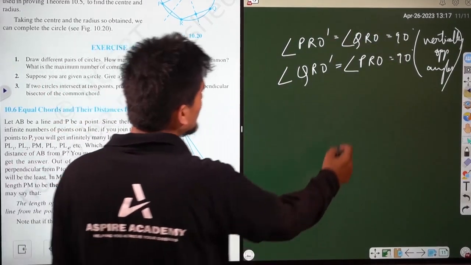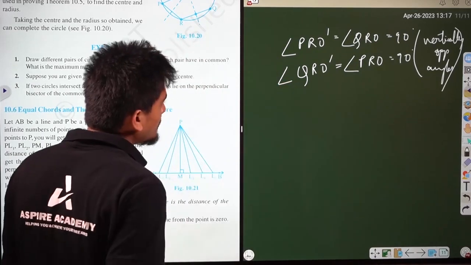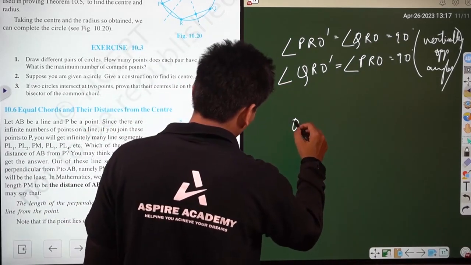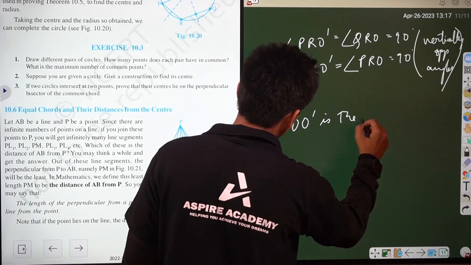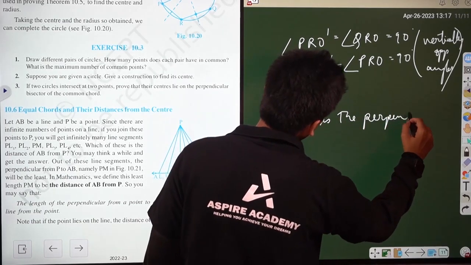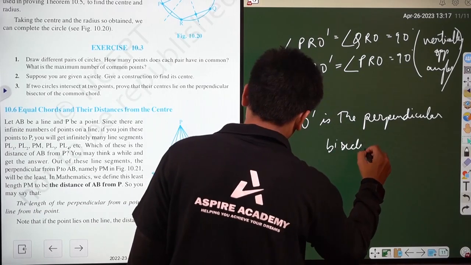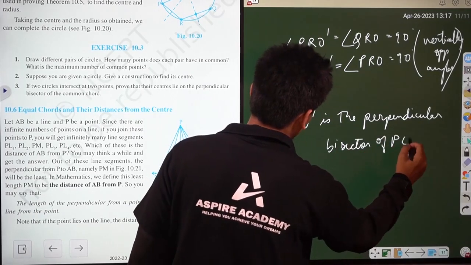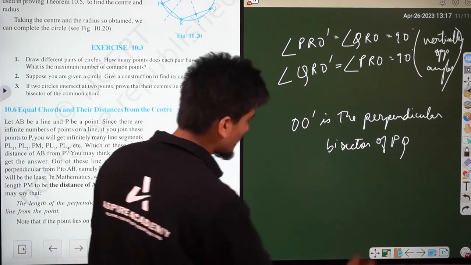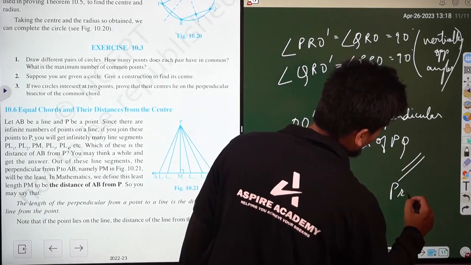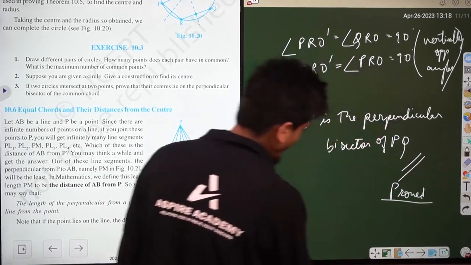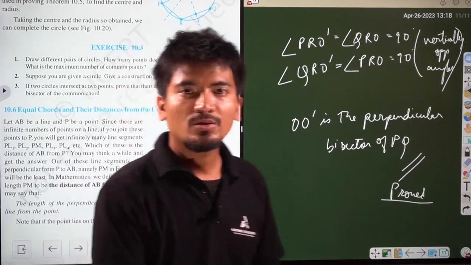So therefore, comparing all this, what we have got? We have got that OO dash is the perpendicular bisector of PQ, right? And this is the required, hence proved.